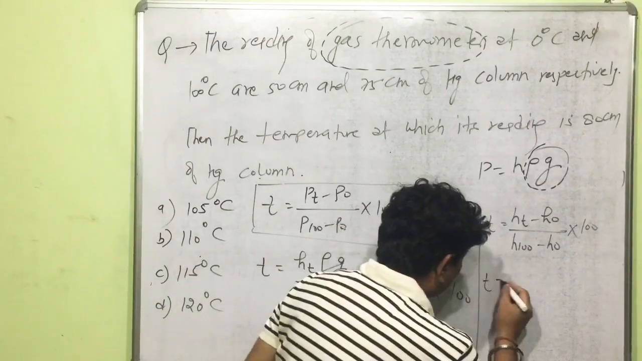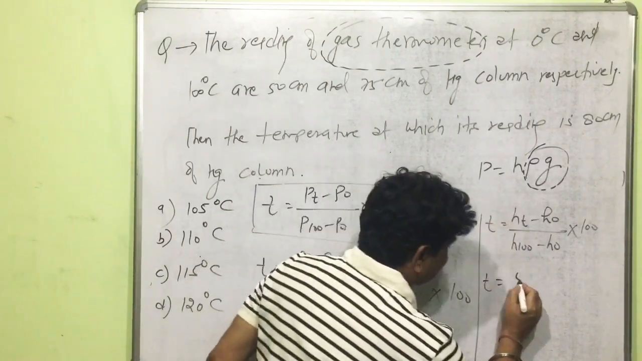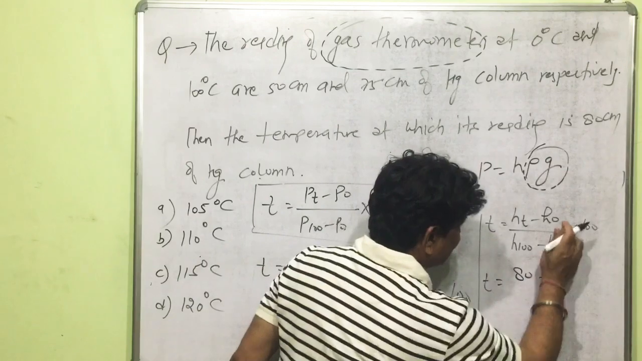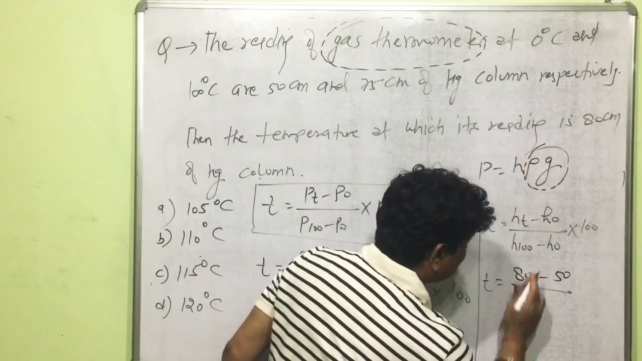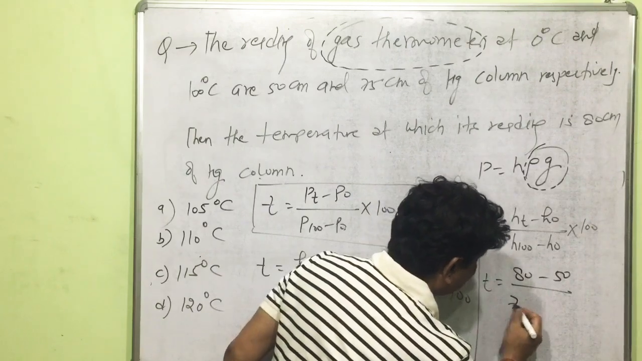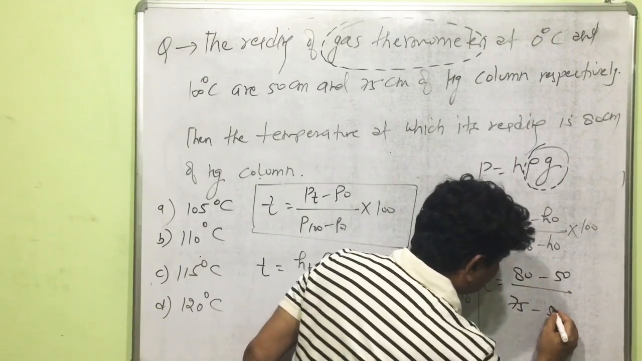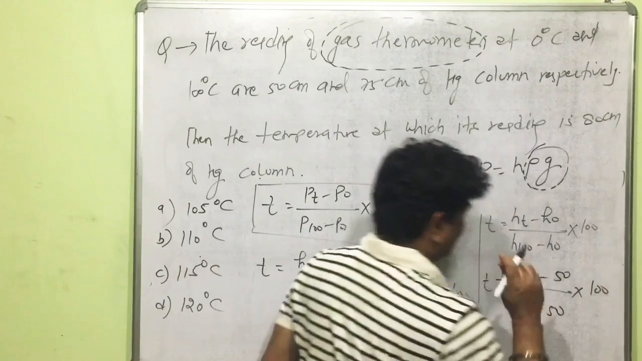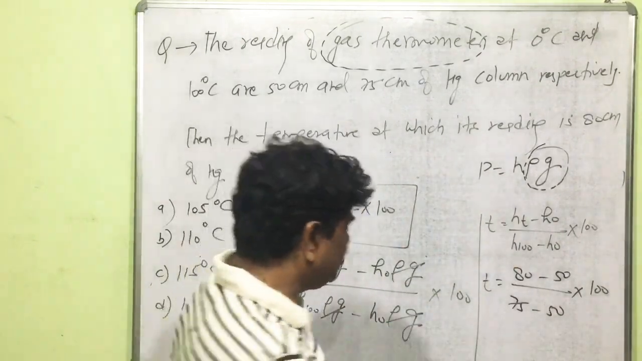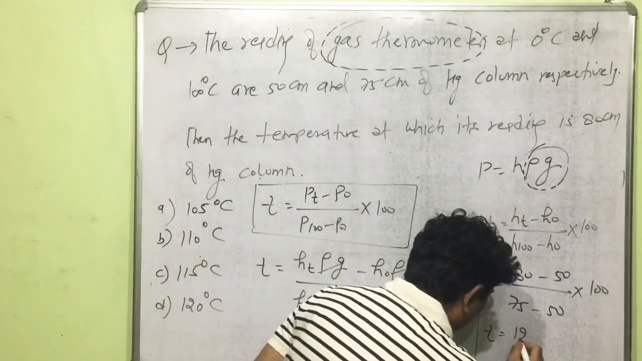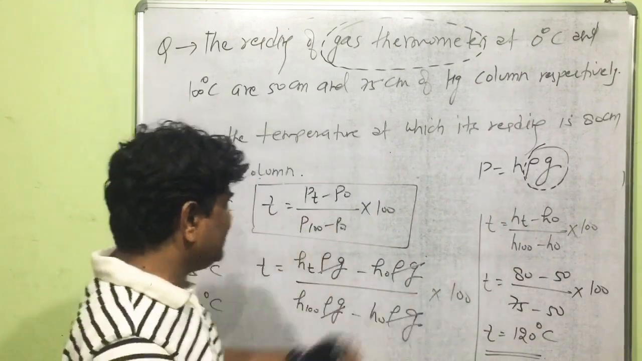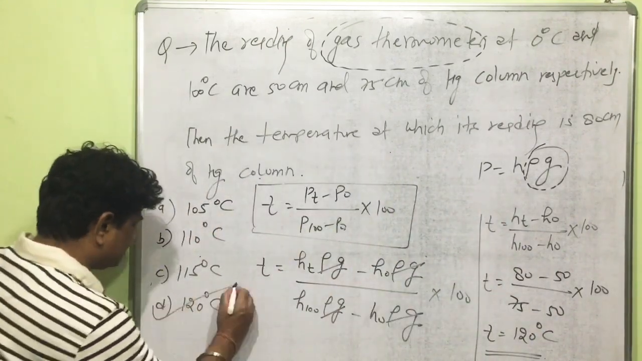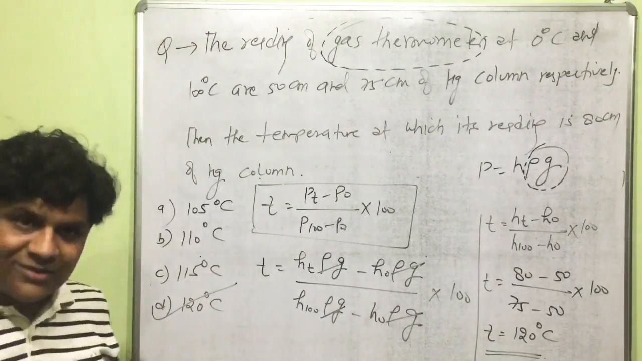So T is a required part now. Ht is equal to 80 minus H naught is equal to 50, divided by H100 is equal to 75 minus H naught is equal to 50, into 100. Now solve this relation. You will get the unknown temperature 120 degrees Celsius. That was the required part here. Check your options. Yes, it is answer D, 120 degrees Celsius.